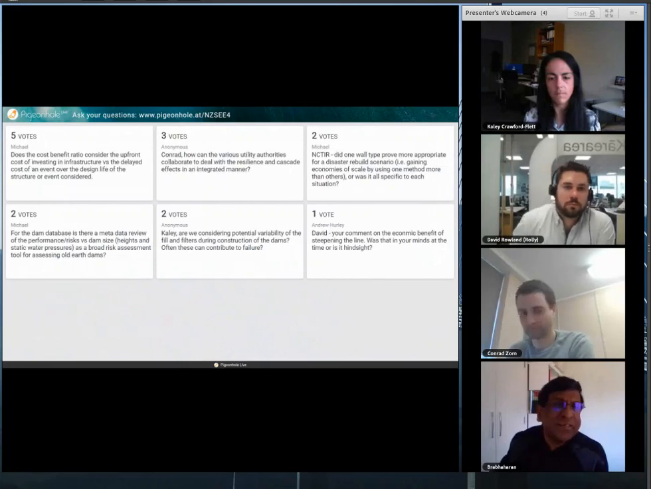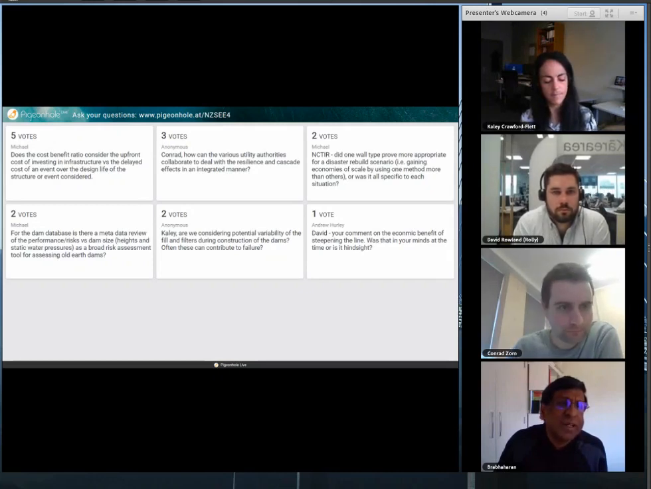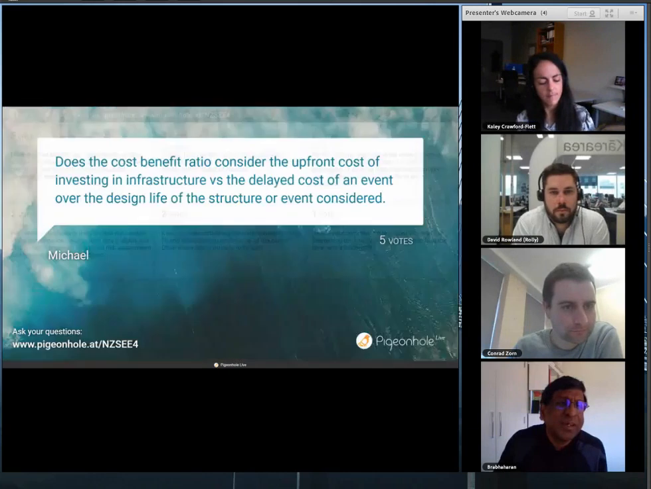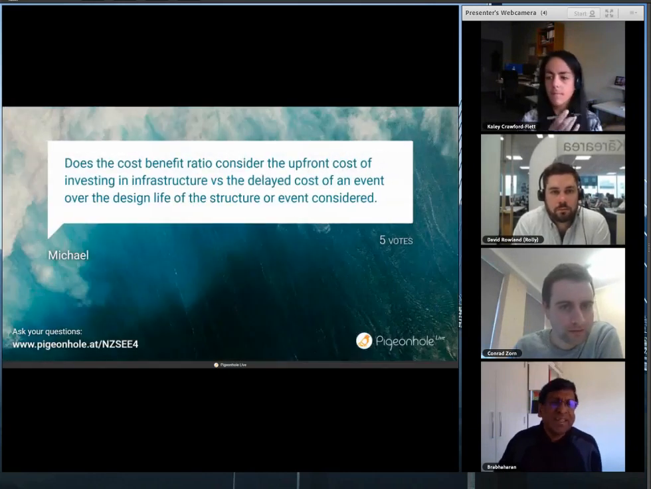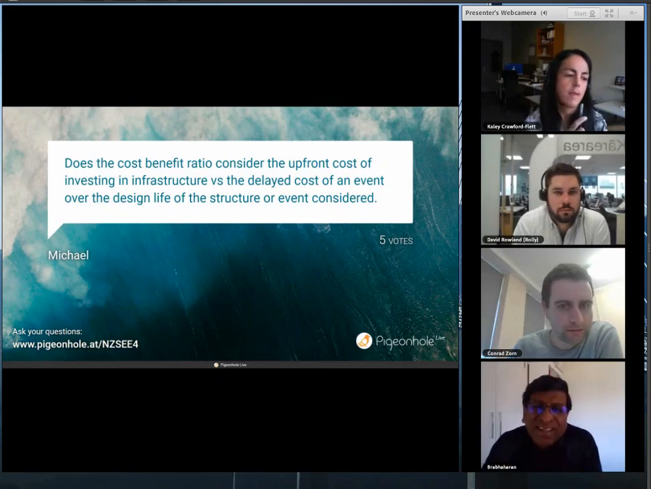Okay, thanks, David. So we'll go to the next question. So does the cost-benefit ratio consider the upfront cost of investing in infrastructure versus the delayed cost of an event over the design life of the structure or the event considered? For example, this is for Conrad. The cost-benefit ratio.